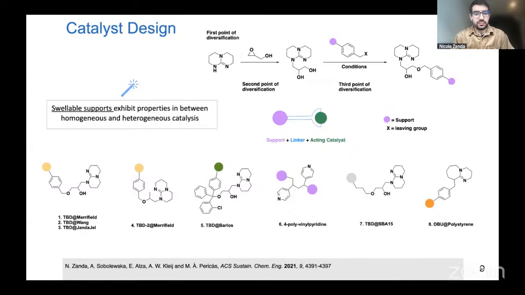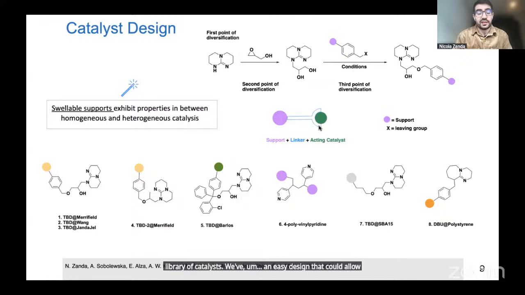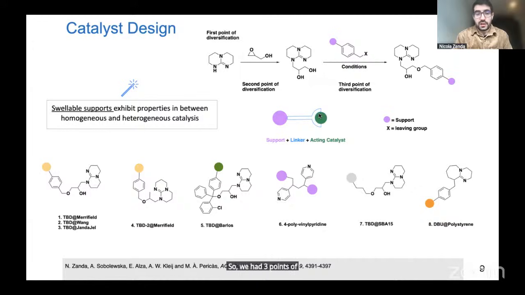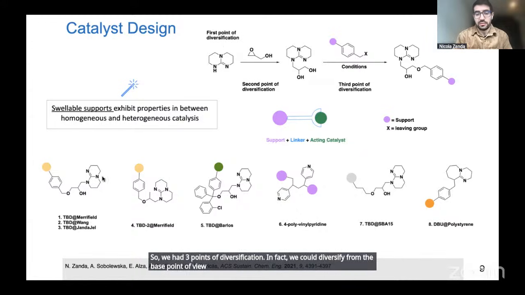To do this, what we did was to design a library of catalysts with an easy design that could allow us a certain degree of variability. So we had 3 points of diversification. In fact, we could diversify from the base point of view. So we tested TBD, we tested pyridine and DBU.